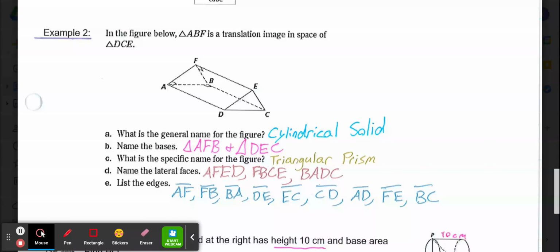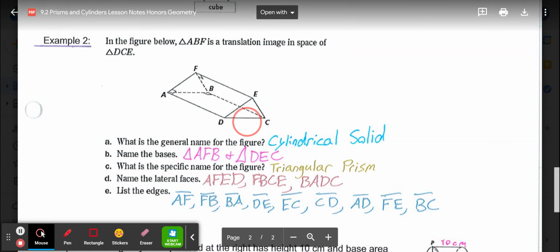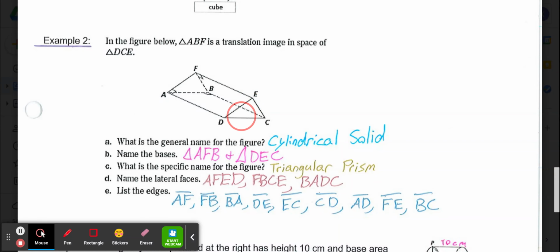Now we get into example 2 here. It says, in the figure below, ABF is a translation image in space of DCE. So that means DCE was translated to create ABF. So what's the general name for the figure created? This whole figure here, we would call a cylindrical solid. That's the general name. Name of the bases? Well, our base shape are triangles, so we'd have triangle AFB and triangle DEC. Because our bases are triangles, we would have a triangular prism.